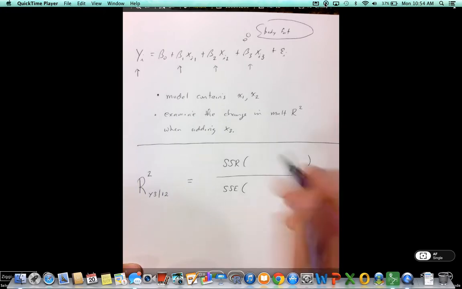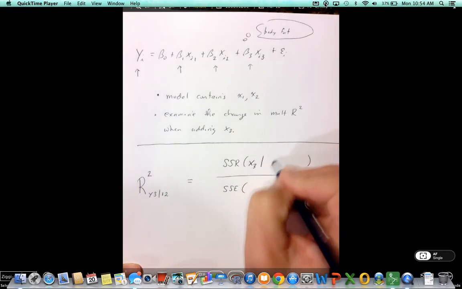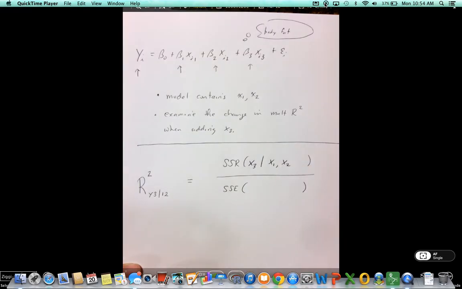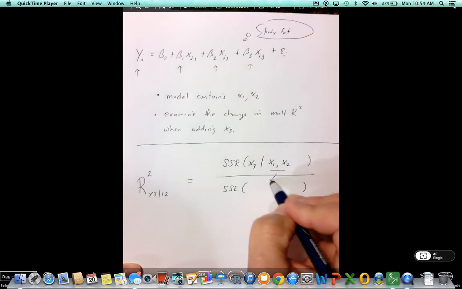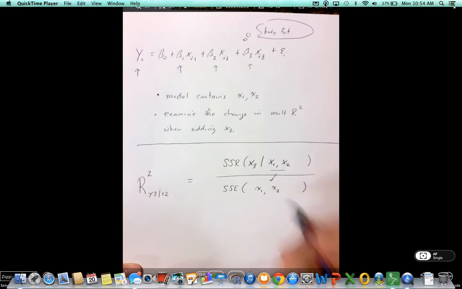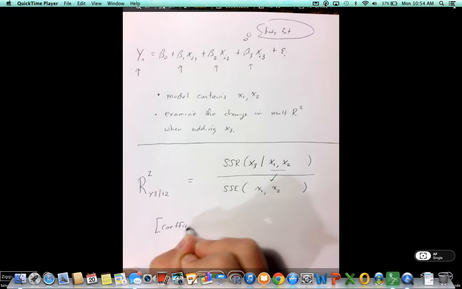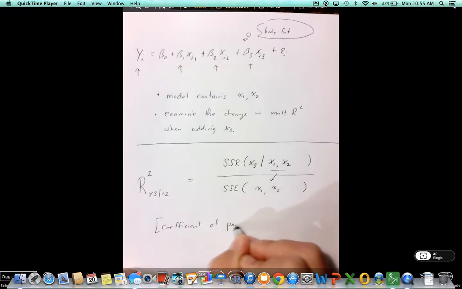Well, guys, it should be pretty clear for the sum of squares regression. We're going to look at the addition of x3 with x1 and x2 already in the model. And pretty much you can always be sure that whatever is in the model is going to come down to the sum of squares for the error. And guys, again, this is called the coefficient of partial determination.